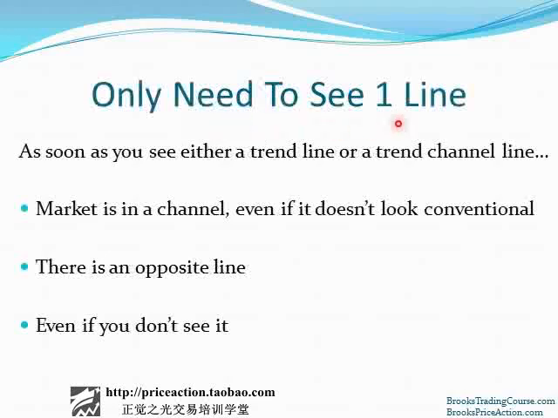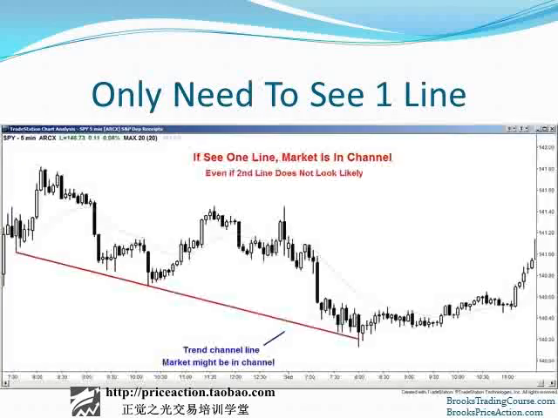When the market's in a channel, you really only need to see one of the two lines. You either need to see the trend line or the trend channel line to know that it's in a channel. The market is in a channel if you see one line, even if it does not look conventional, and there's always an opposite line even if you don't see it, or even if it doesn't look right.